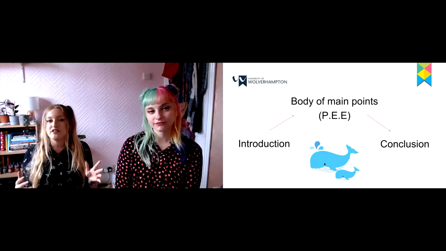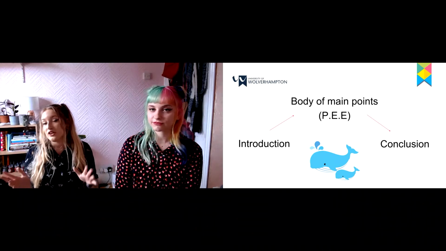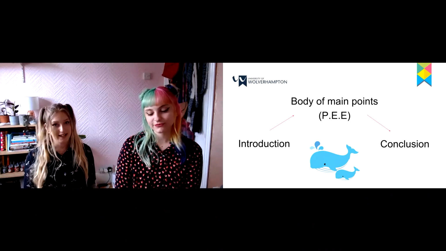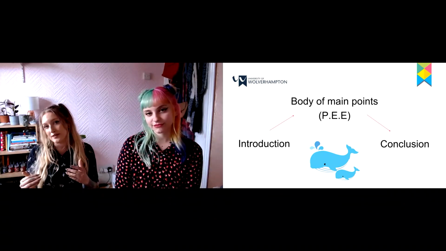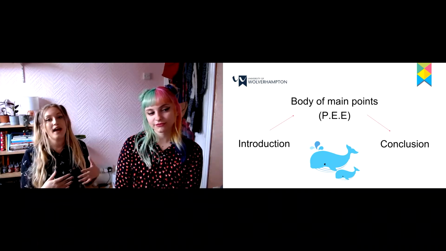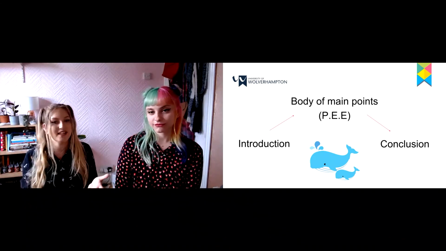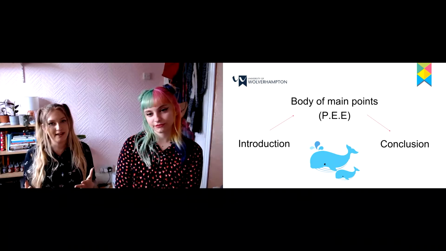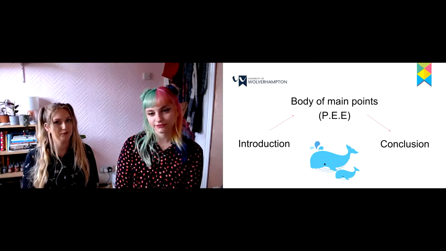Now this main body of points can be structured in the PEE structure, which, if you remember from school, is point, evidence, explain. So you'll be using probably one paragraph per point. You'll introduce the point that you're trying to make. You'll show the evidence of where you have that point from, so the sources that you're referencing, and then you'll explain it. So what is that point trying to make? And this is a section where you can also add your own expertise too.